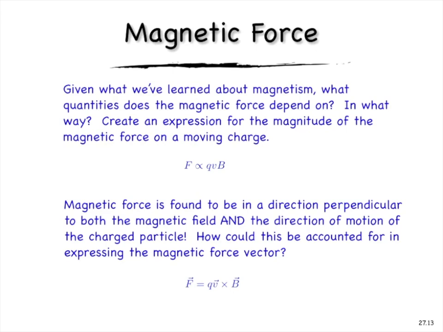Okay, so the force is proportional to QVB. V and B are vectors. Q is a scalar. And so let's try taking V cross B. That's a quantity that's proportional to the speed and the strength of the magnetic field, and has a direction that's orthogonal to both of those. So it satisfies this requirement that the magnetic force be perpendicular to those things.